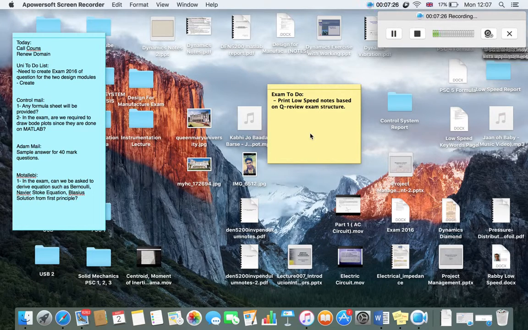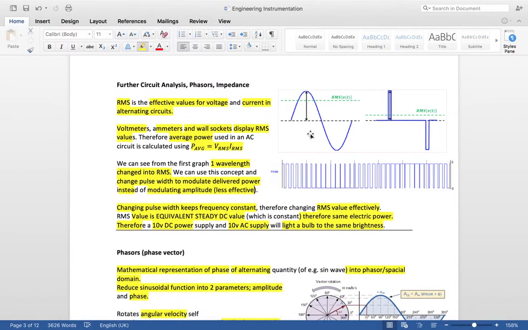Now we'll move to page 3. Page 3 is about further circuit analysis, phasors and impedance. As I said before, RMS is an effective method to get the value of voltage and current in alternating circuits because their values are continuously fluctuating. Voltmeters, ammeters, and wattmeters are used to display the RMS values.